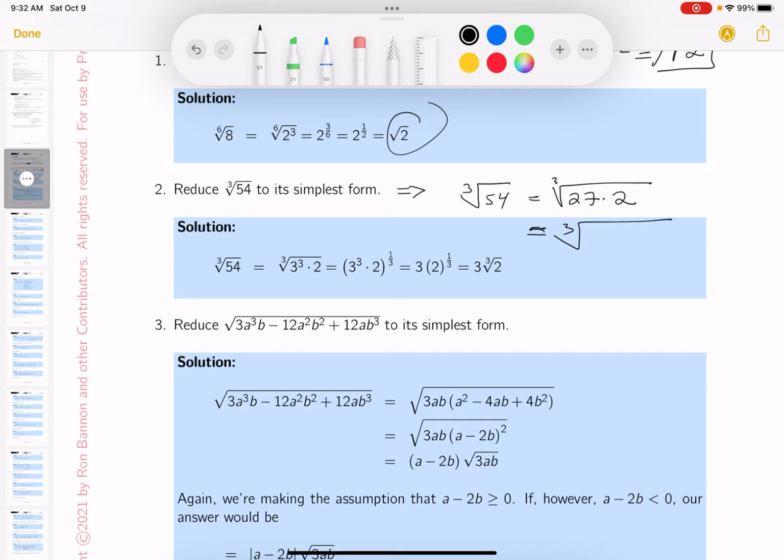And what are those 3 equal factors going to be? 3 cubed. That would be 27 times 2. What's the cube root of 3 cubed? 3. Then you get the cube root of 2. This is considered simplification. All right, that's done. Let's do the next one.